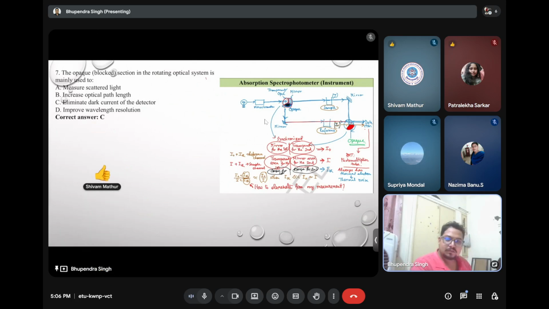Okay, so you must have seen this absorption spectrophotometer instrumentation. So what does this basically do? When both are opaque, sir has actually explained very nicely that when one is transparent, this is transparent. So what will happen? This light will go to this side, then it will reflect.